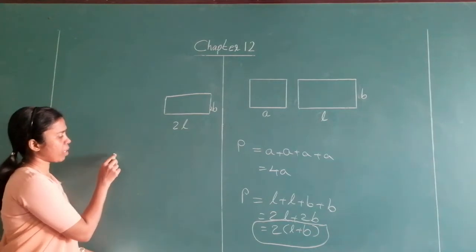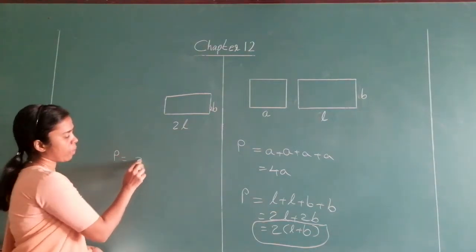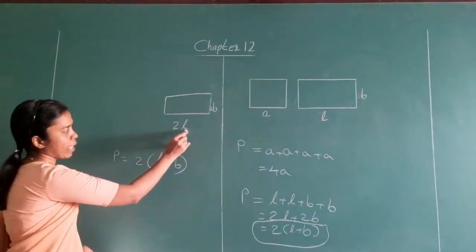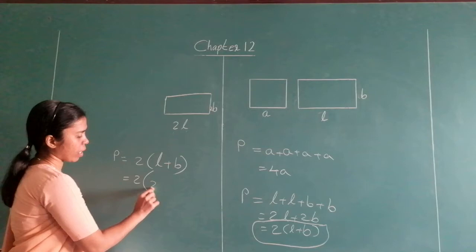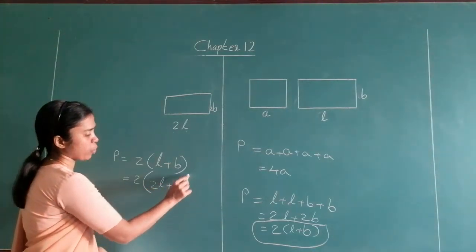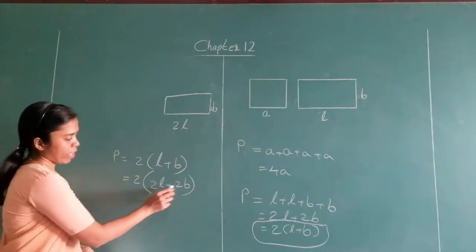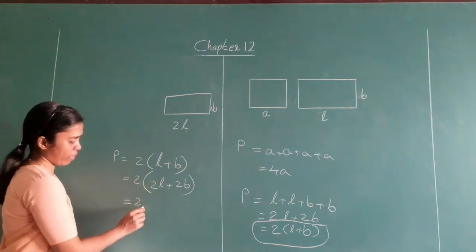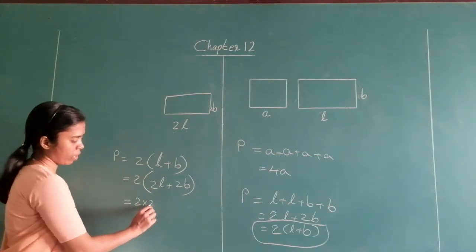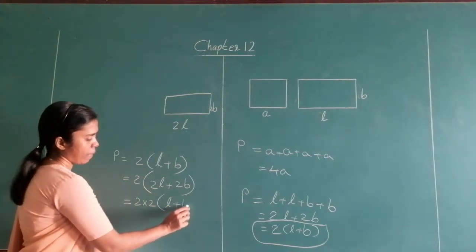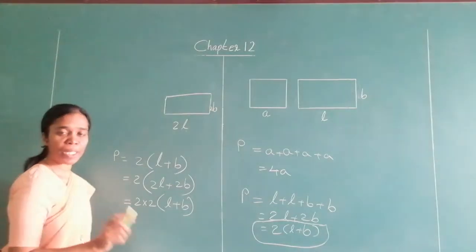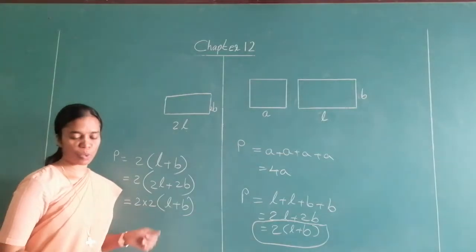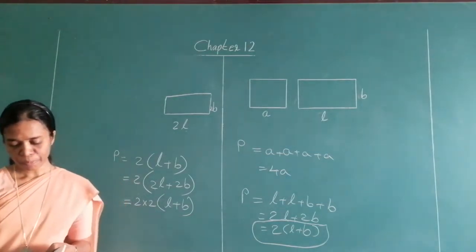So what is the new perimeter now? Perimeter, what is the formula? 2 bracket L plus B. Now what is your L? L is 2L. So 2 bracket 2L plus 2B. Now again you can take these 2 common. So you will have, already we have 2 over here, then take these 2 common. 2 times L plus B. So how many times the perimeter have increased? 2 times.